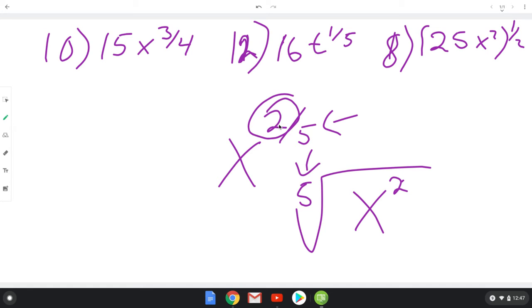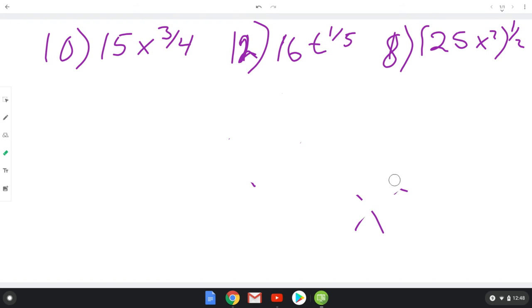So that's how this works. The numerator stays an exponent. The denominator becomes the index of the radical, so it goes in front of the radical like this. So this is the 5th root of x squared is how you would say that. The 5th root of x squared. So let's go ahead and do the examples with that in mind.